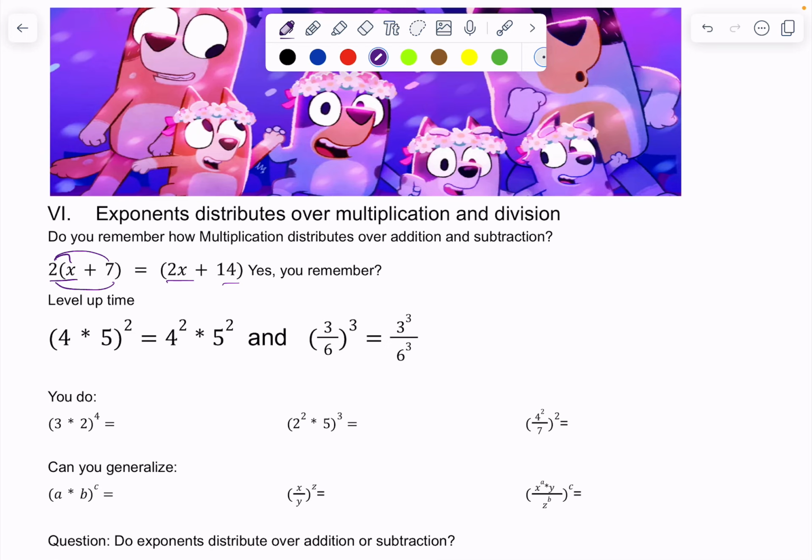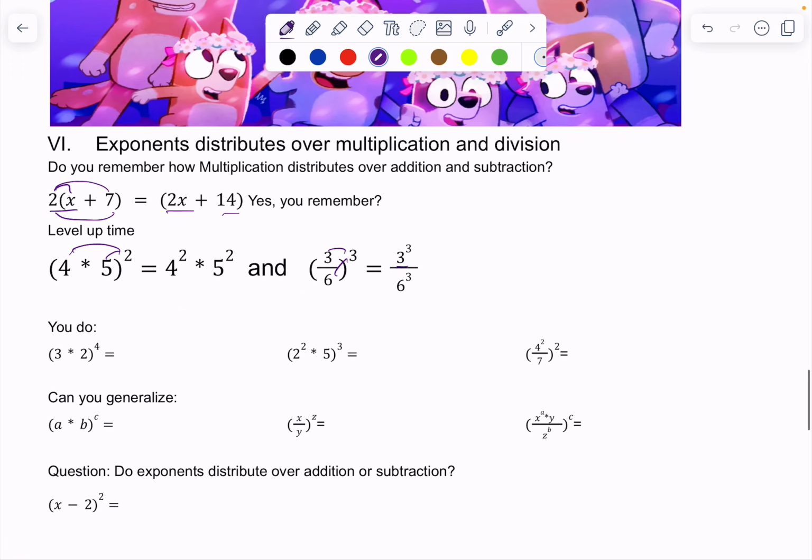Exponents do something very similar when it comes to multiplication. If the stuff in the big world is being multiplied and you have an exponent, you can distribute that out to all of the little parts. That becomes 4 squared and 5 squared. Over here, it also does it to divisions. So the 3 that is the exponent applies to the base 3 and to the base 6. And that's why you have 3 cubed and 6 cubed.